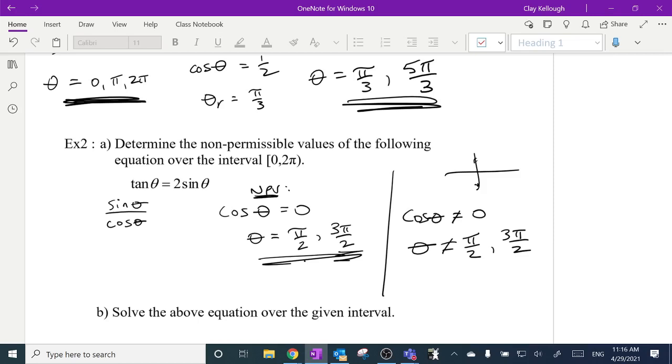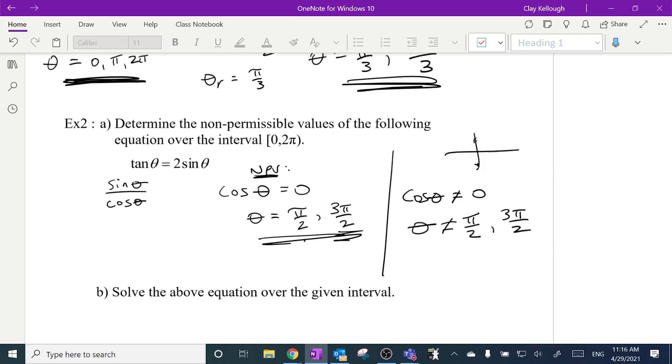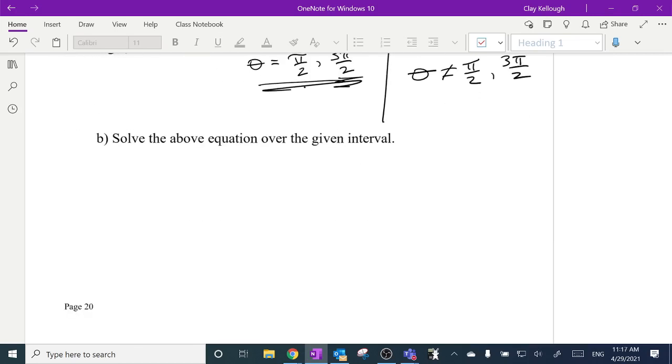All right, now let's solve the equation over the above interval. So we're going to solve it. So I'm going to go back to sine theta over cos theta. I won't even bother going back to the tan. Is equal to 2 sine theta. Now, what can I do with this? Well, how about I move everything to one side of the equation?